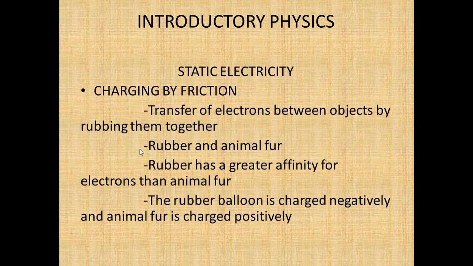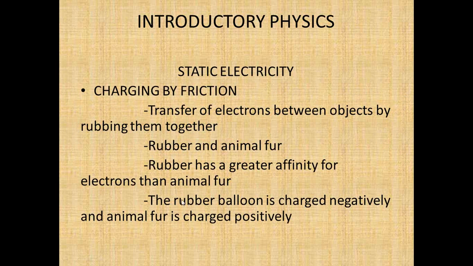So an experiment, and you can do this at home. If you have a rubber tube and you rub it with animal fur, what will happen is the animal fur will give up electrons to the rubber tube. So the rubber tends to have a greater affinity for electrons than the animal fur. The animal fur has less affinity for electrons, so it's going to give up its electrons because the rubber has a great affinity for electrons.